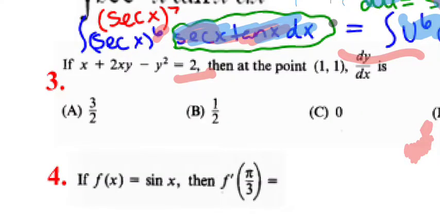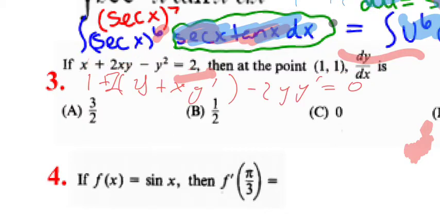Alright, so let's do the next problem. We have x plus 2xy plus y squared minus 2y equals 2, and then at point 1, find the derivative. So let's do this problem. Alright, the first step is to just take the derivative.